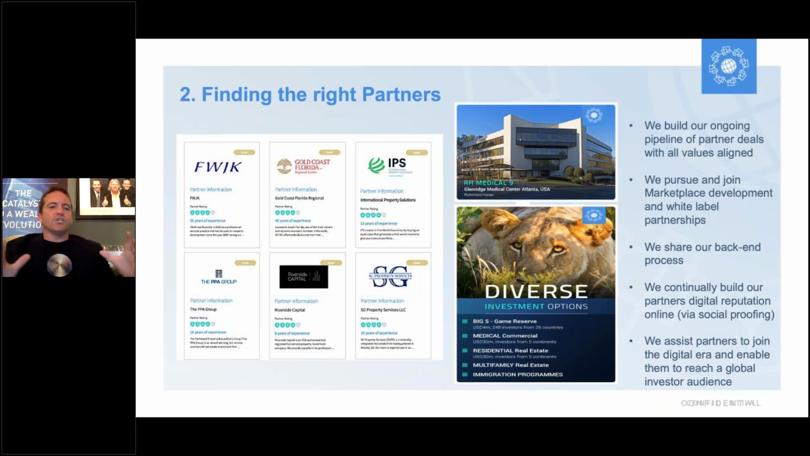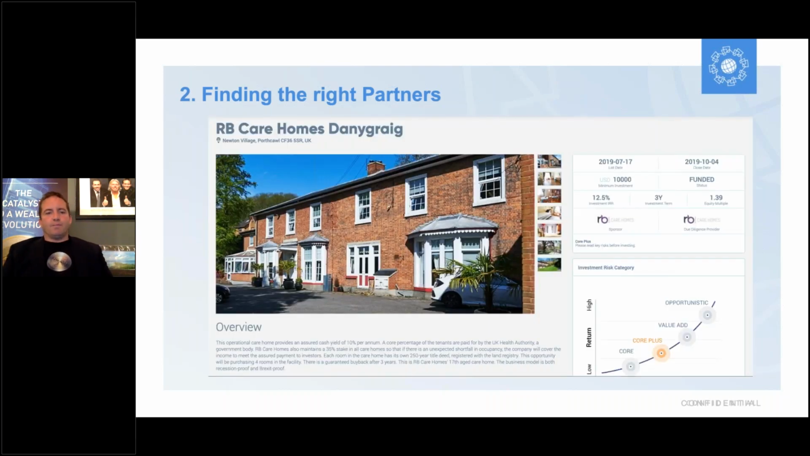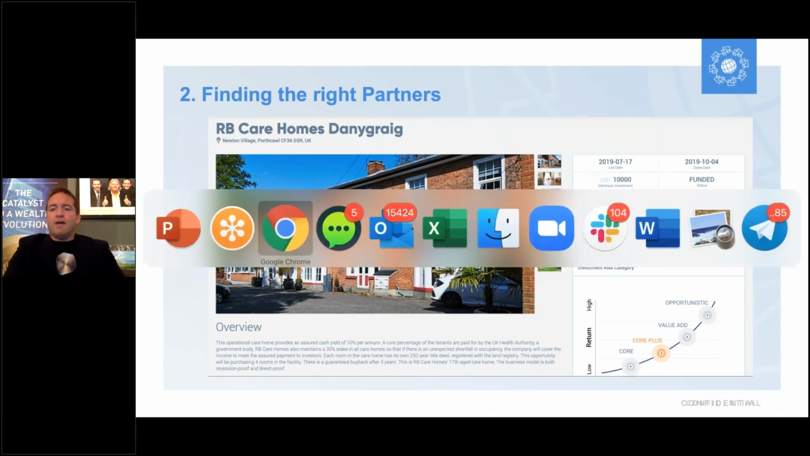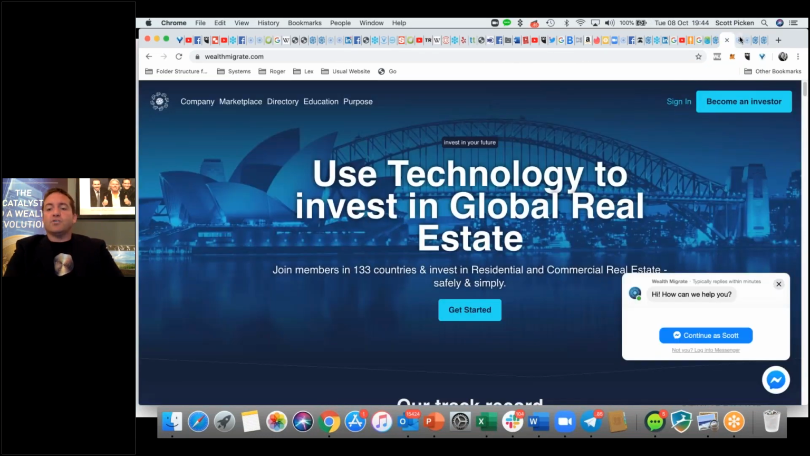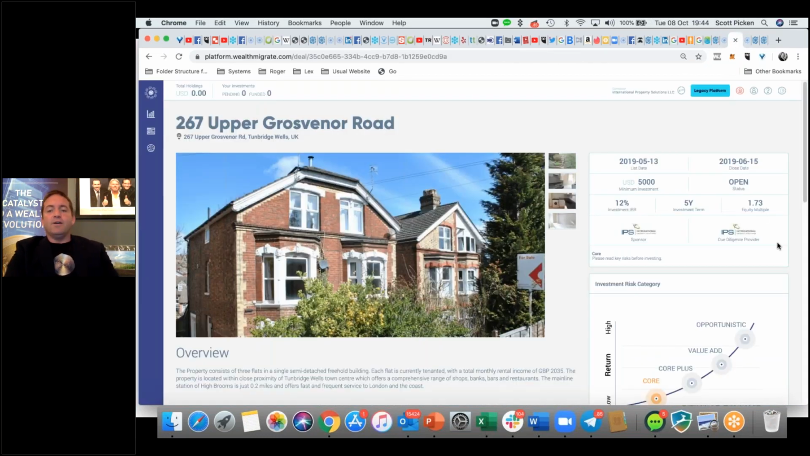And we've got a whole due diligence. And when we do our due diligence, we actually focus far more on the partner before we start worrying about the property. So if you go in here, and this is just an example, I've actually logged in directly to the platform. So if you go to WealthE Migrate and you literally sign in, I've already signed in. So I've gone in and I've chosen one of the properties.